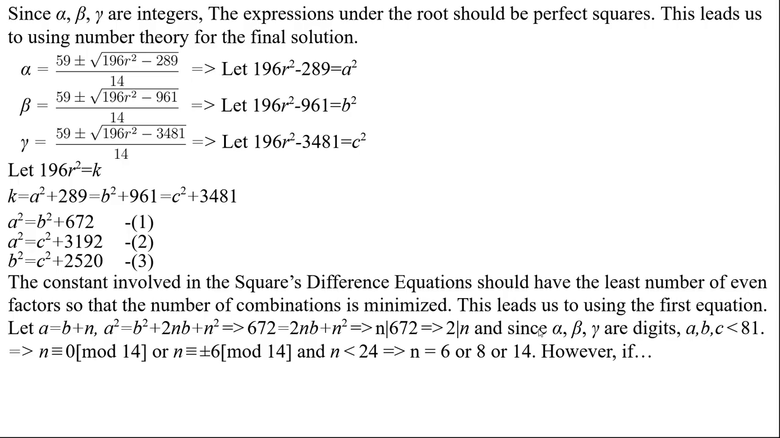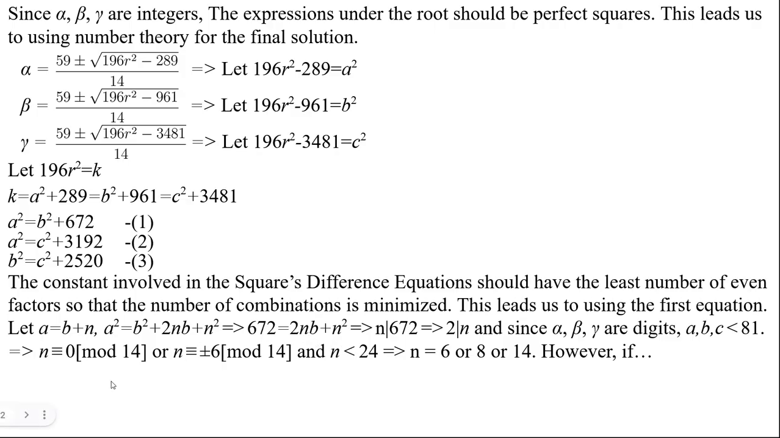And since alpha, beta, gamma are digits, that's what the question was asking us, the 3-digit number alpha, beta, gamma. So to do this, A, B, C should be less than 81 because 59 plus 81 will be 140, and 140 by 14 will be 10, which is not a digit, so they should be lesser than 81. Also, here's an interesting modulo.